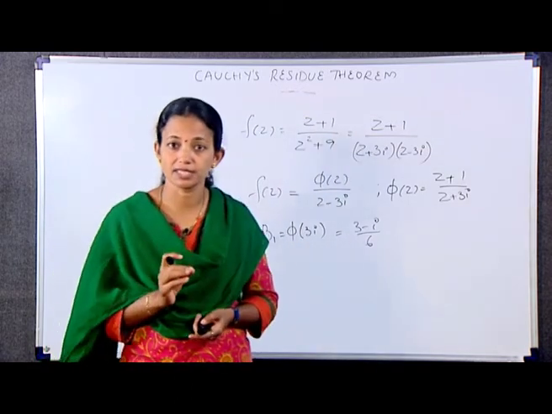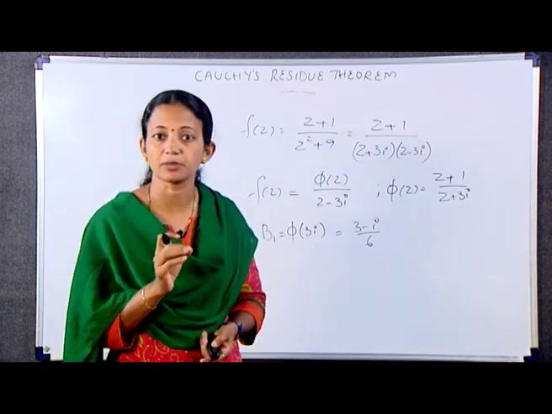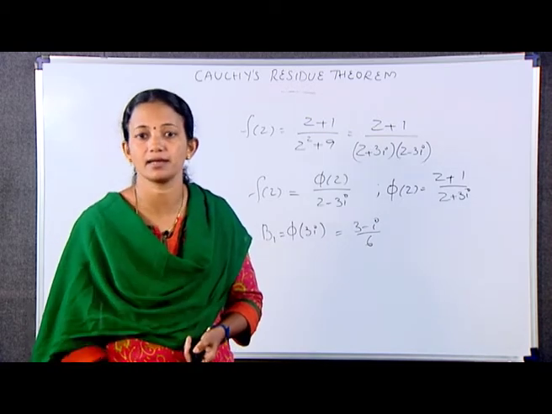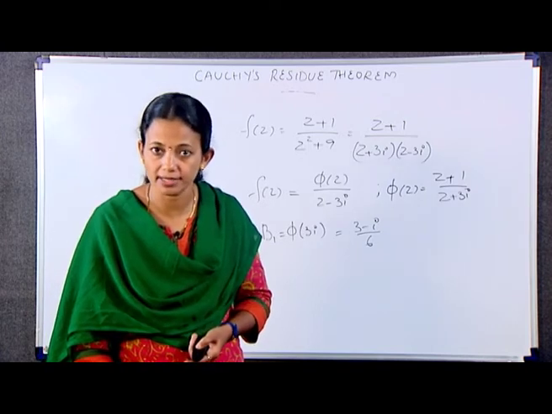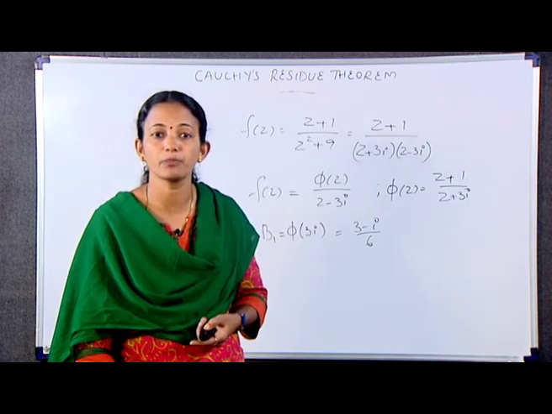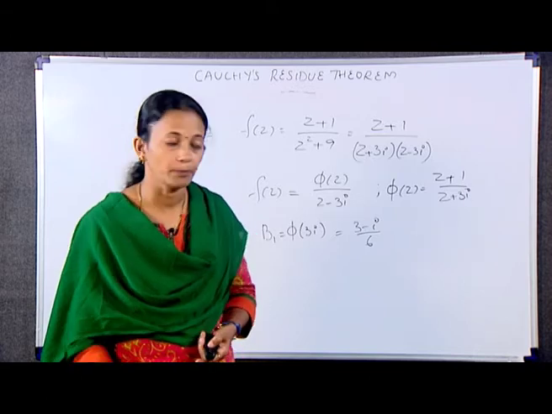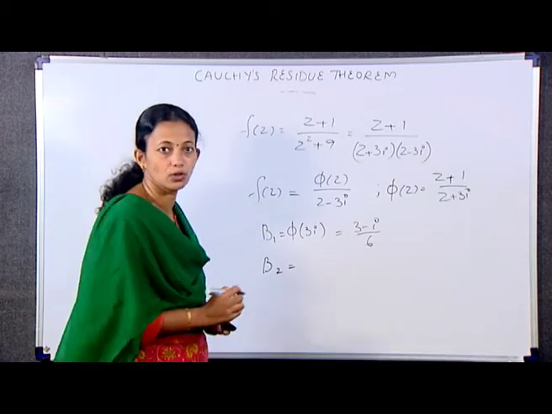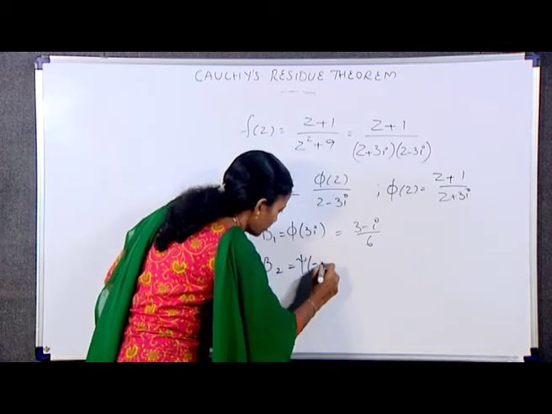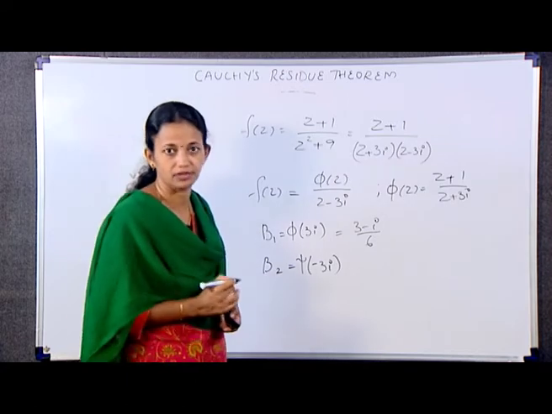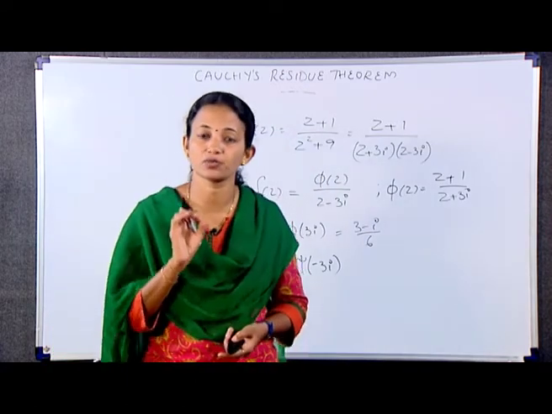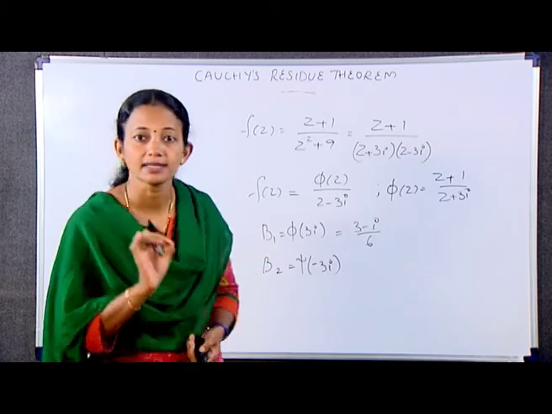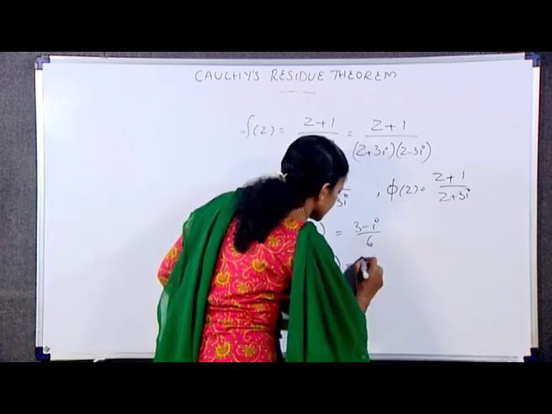Writing f(z) is equal to psi(z) by (z plus 3i), where psi(z) is equal to z plus 1 by z minus 3i. The point z is equal to minus 3i is also a simple pole of f with the residue b2 equal to psi of minus 3i, which is equal to minus 3i plus 1 by minus 6i. On simplification, we get it as 3 plus i by 6.